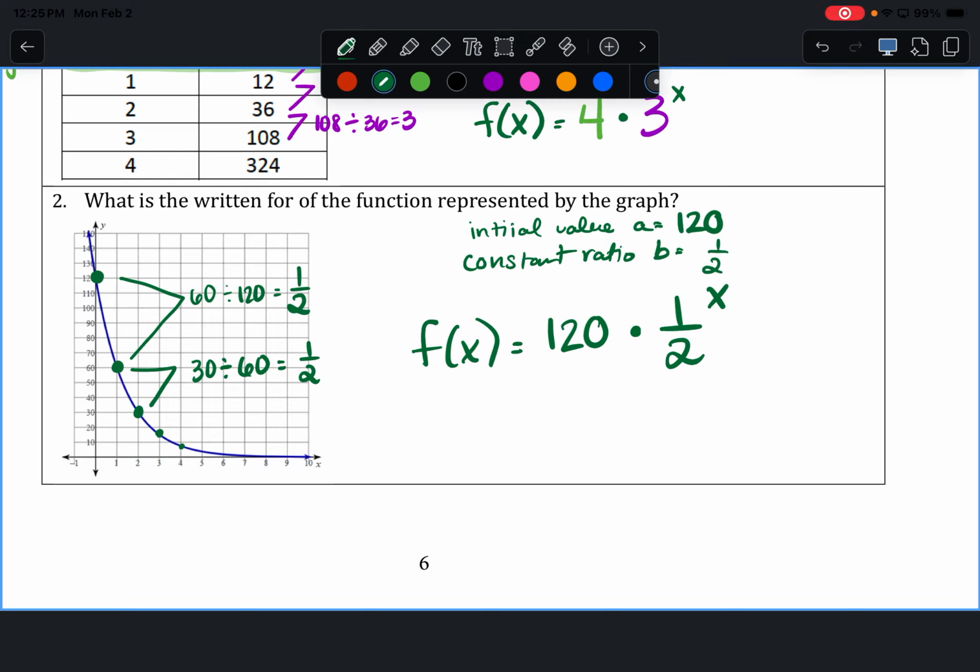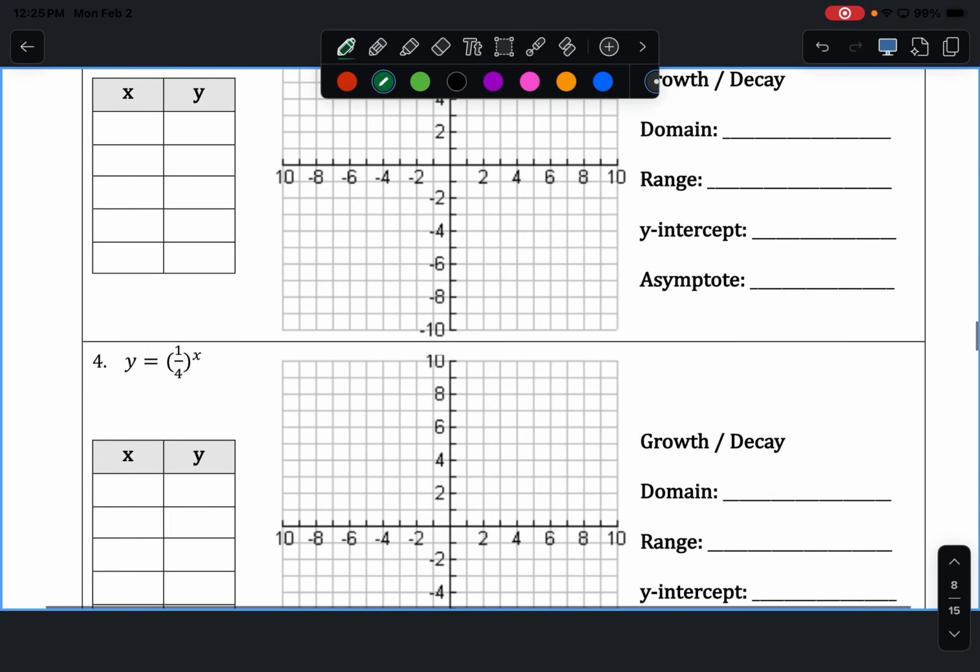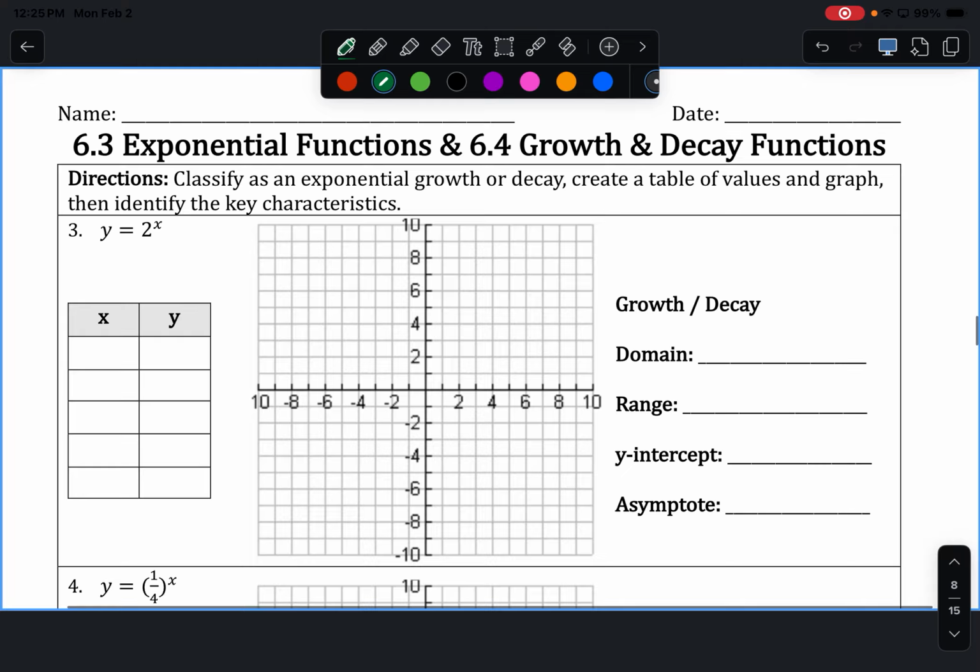Okay, so that's how we find the equation. So now we're going to take the equation, make a table, and graph it. I want us to go ahead and look at page, whatever the next page is, 7? We're going to look at a few of these together and then some on our own as well.